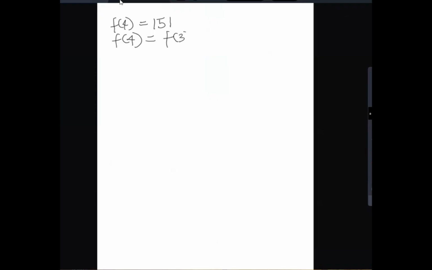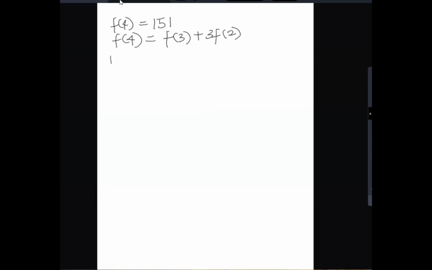F of 3 plus 3 f of 2, right? Now we've gotten f of 3. F of 3, we got it as 4 plus 3 f naught, or f of 0. Then f of 2, we got it as 1 plus 3 f naught, or f of 0. So now let's substitute that into this f of 4 and equate it to 151, and then we are good to go. We are very close to the end of the tunnel. Yeah, let's do it that way.